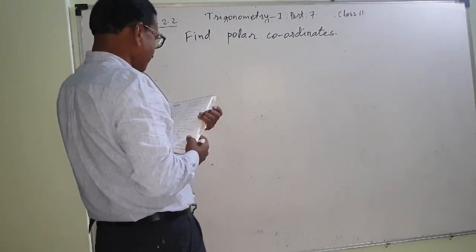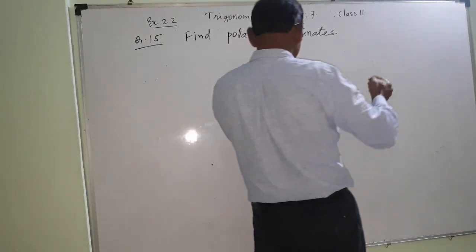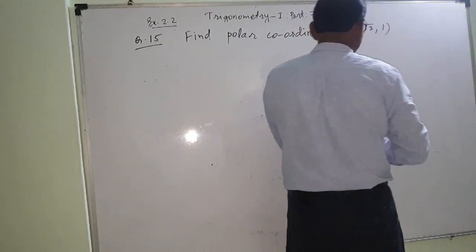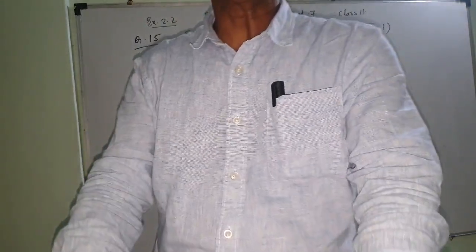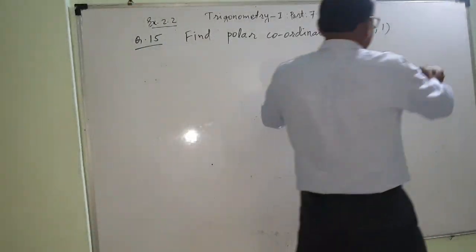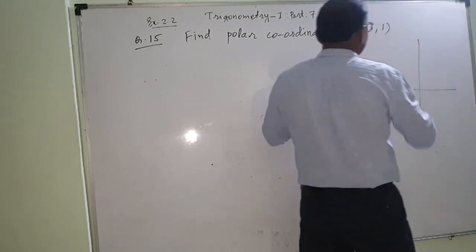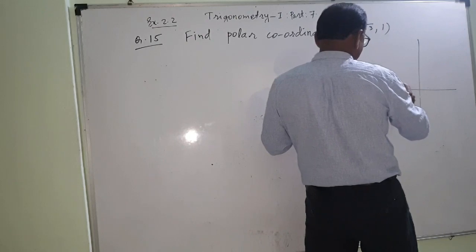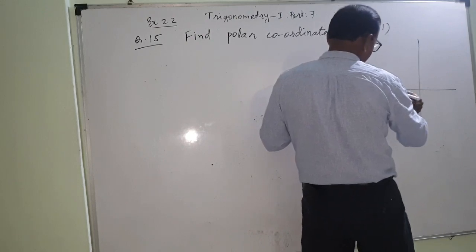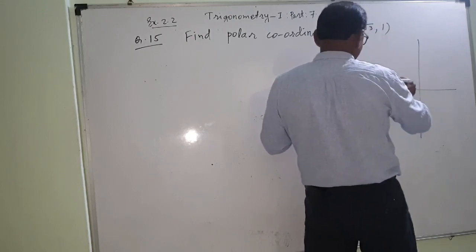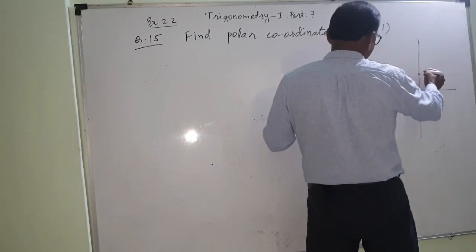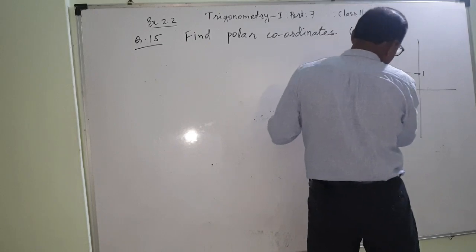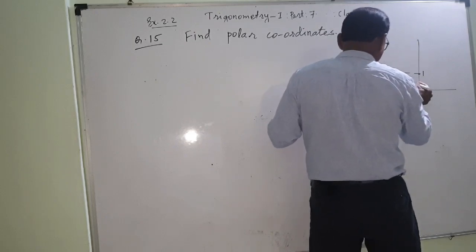This is question 15. The given point is minus root 3 comma 1. First I have to see where this angle will be lying. This way I will plot. Minus root 3 is over here, and 1 is going up on the y-axis. So this is that point. Here this is the angle that I have to find.